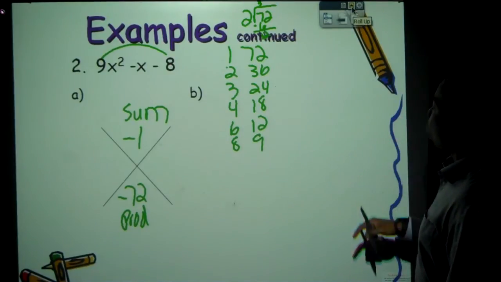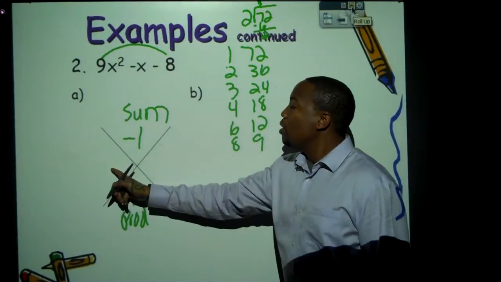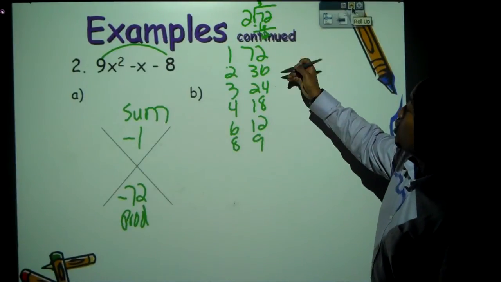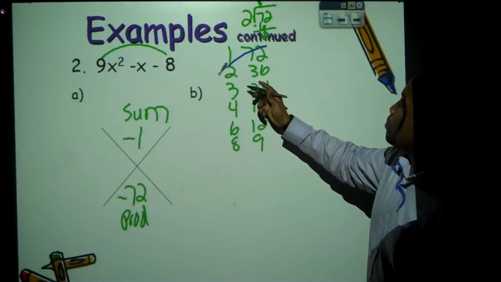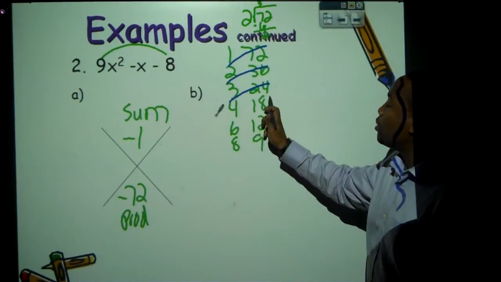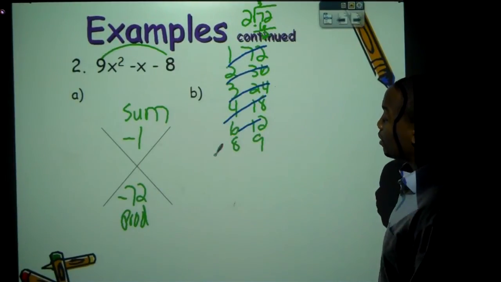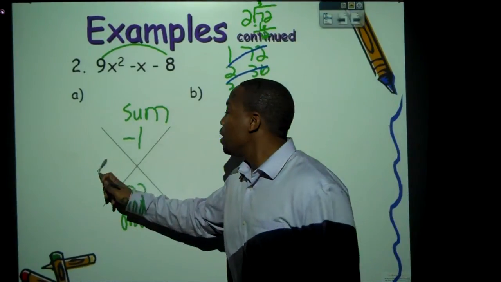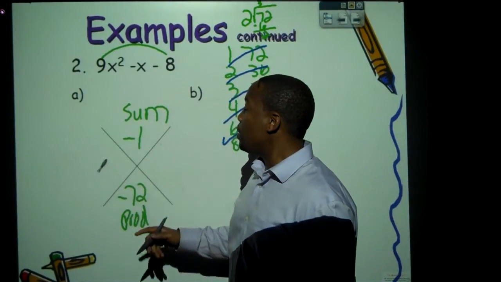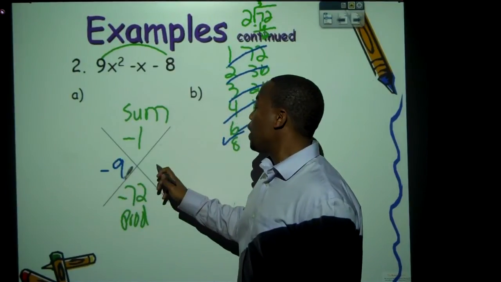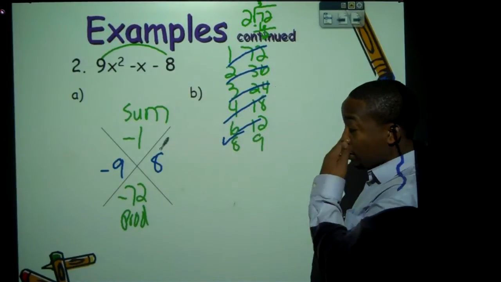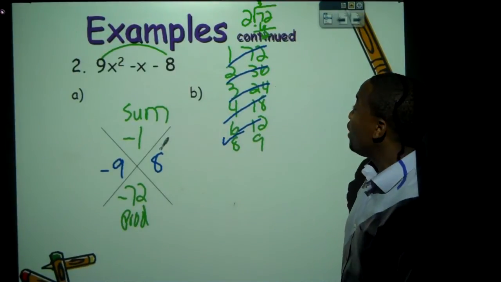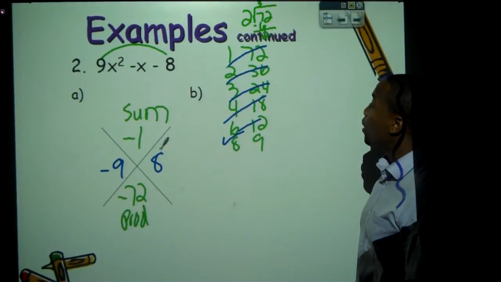Now, what will give me a negative 1? Will this give me negative 1? No. Will this give me negative 1? No. No, no, no, but yes. So we get, multiply to give me negative 72 and add to be negative 1. Negative 9 and 8. Does everyone see that? Good to go.